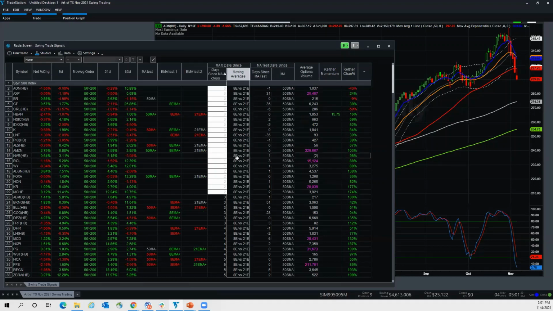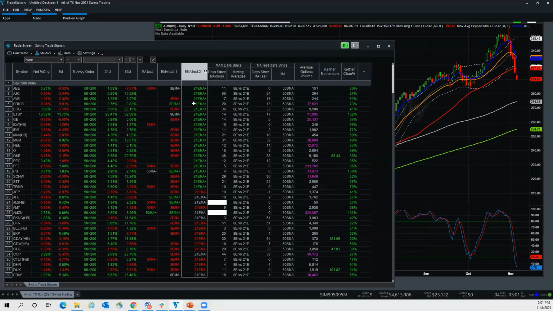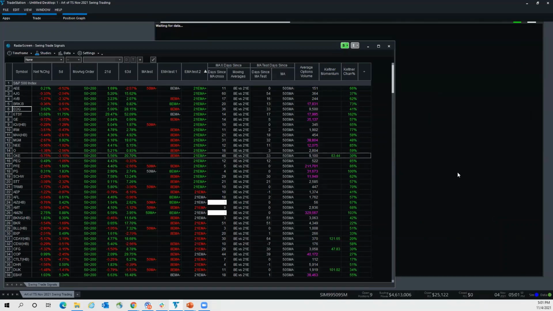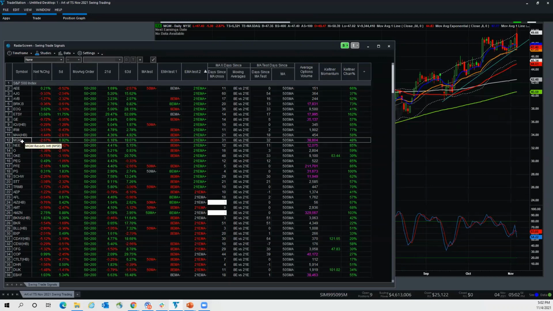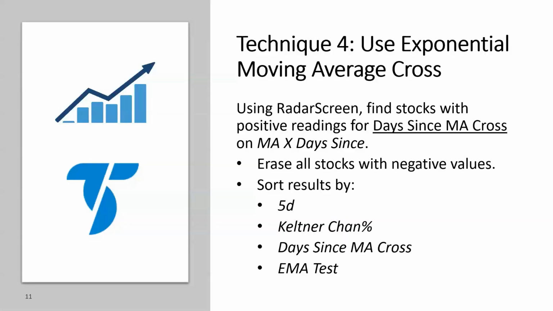And then the other thing is, now that we know all these stocks have the 8-day over the 21-day, we can now just say, let's look at the ones that are touching the rising 21-day. We're right back to our list of stocks here that are potential pullbacks of the rising 21-day exponential moving average. Anyway, those are the ones for this. That was technique 4 on slide 11.